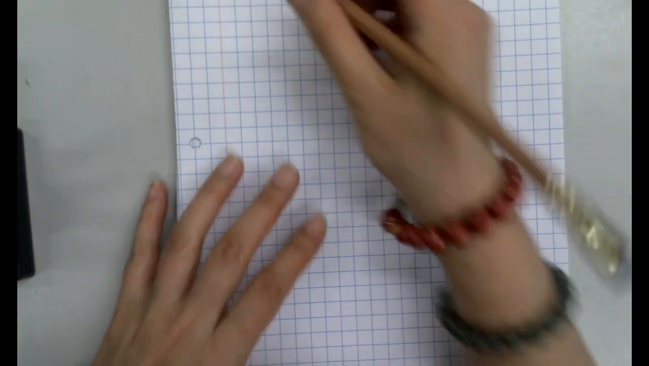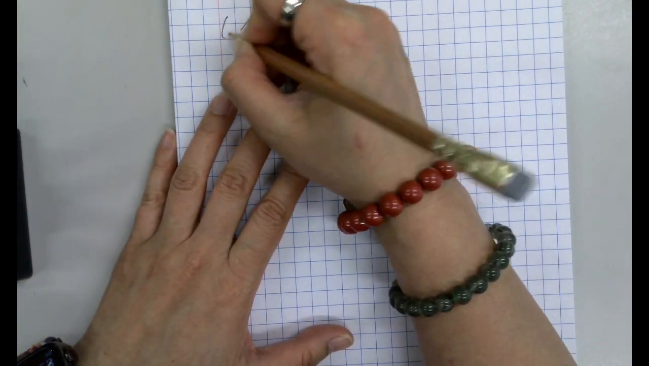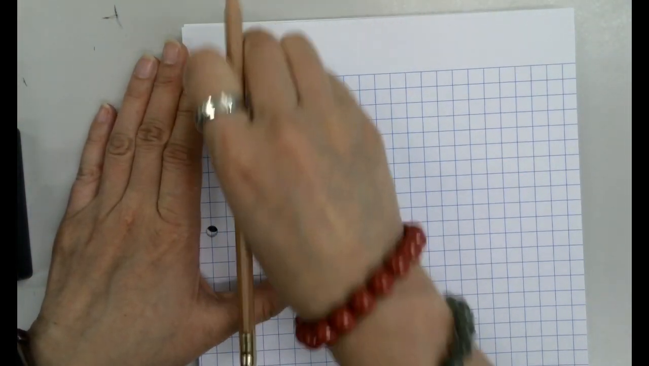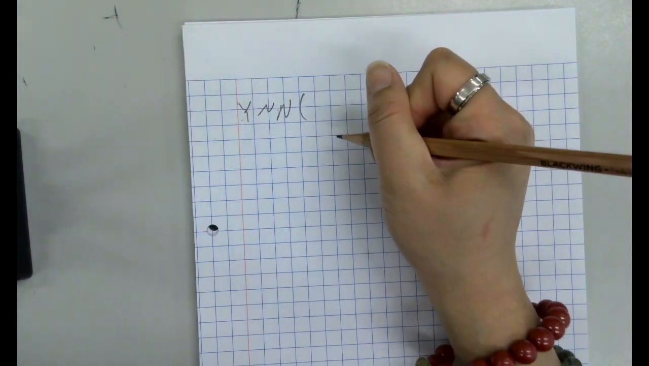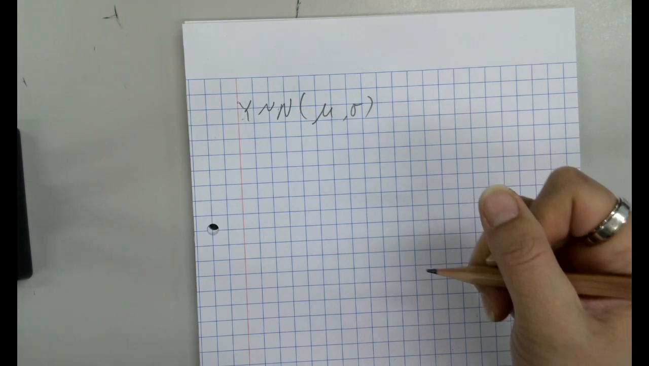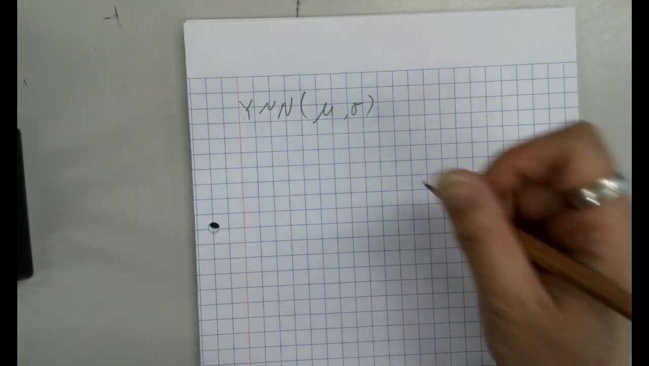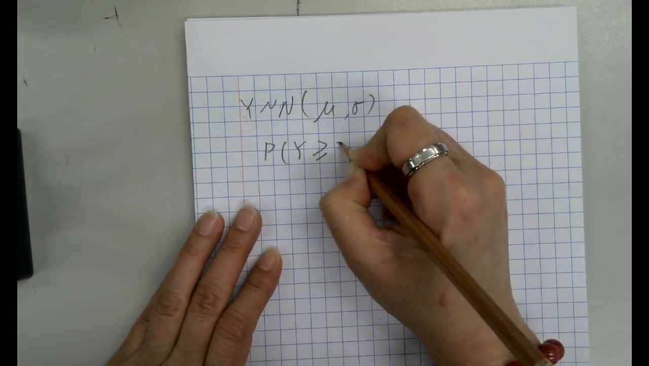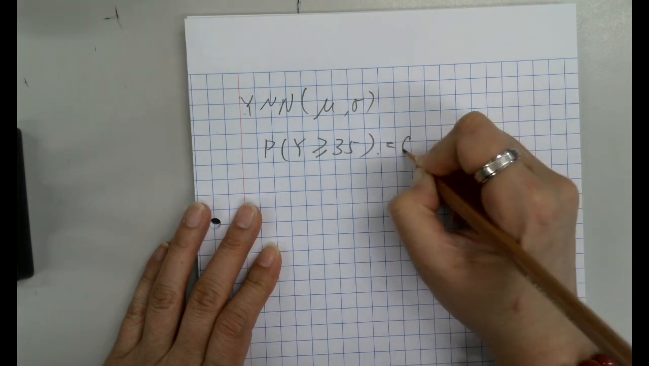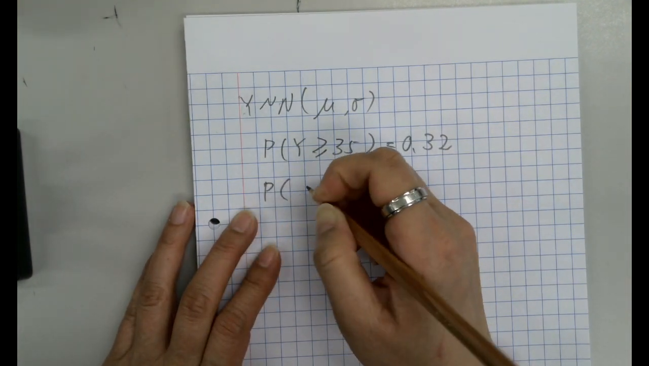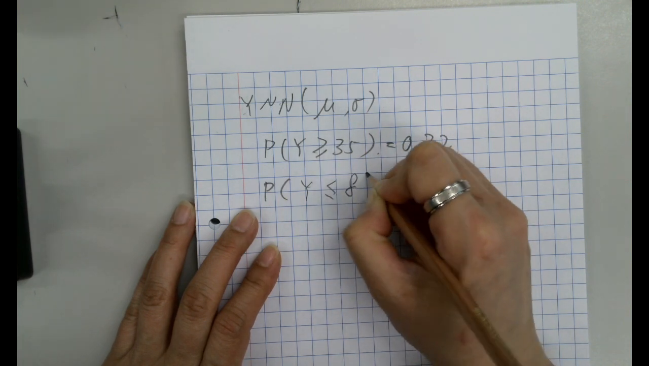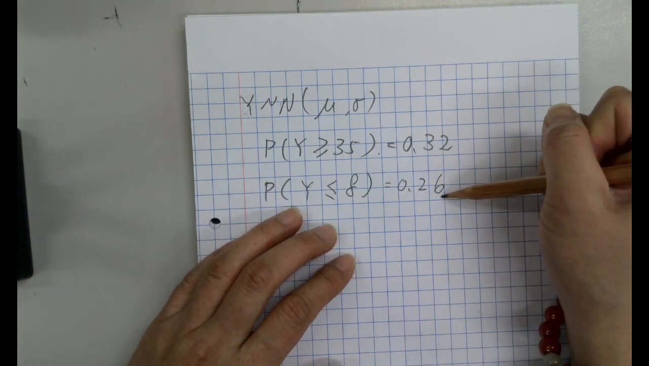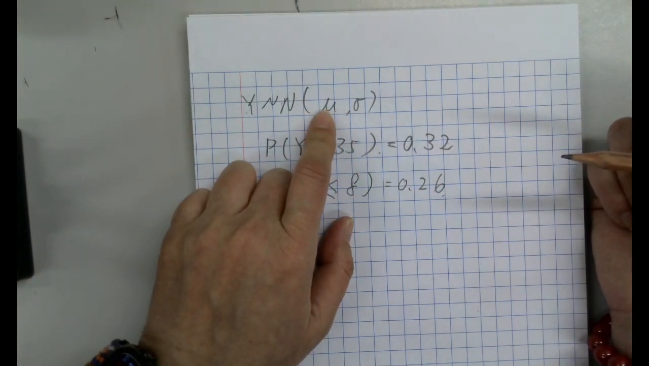So this time, we do not know the mean. So for normal distribution, we did X before, right? So let's do Y. Y is normally distributed with mean and standard deviation unknown. So now we will have something fun here. We will have probability of Y bigger or equal to 35 equals 0.32, and probability of Y smaller than 8 equals 0.26. This means that this time they give you 2 equations and they don't even give you either the mean or standard deviation.